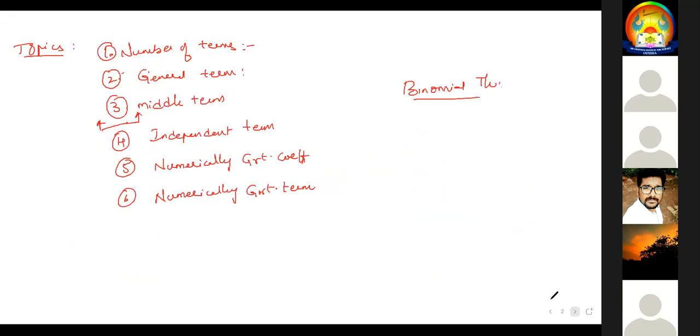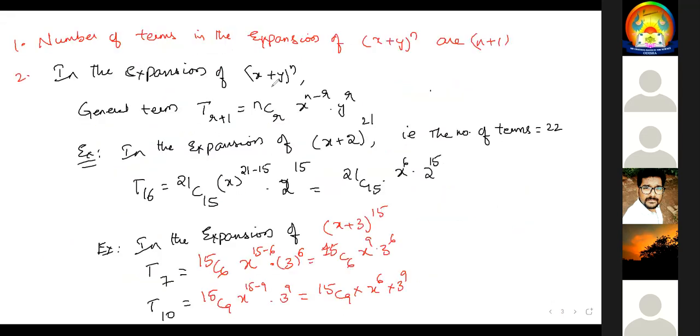In the expansion of (x + y)^n, we used to call it the general term. The general term is T_(r+1), and the formula is nCr x^(n-r) y^r. That is what I gave as an example.